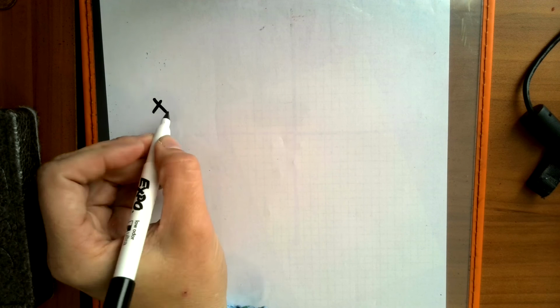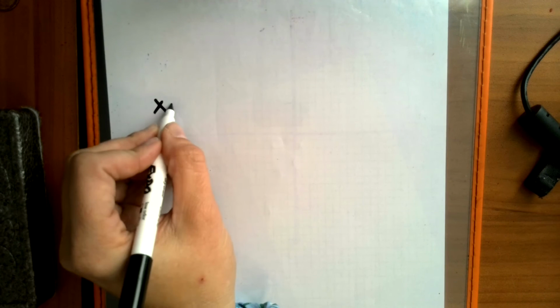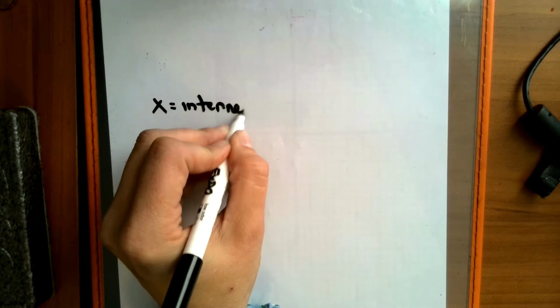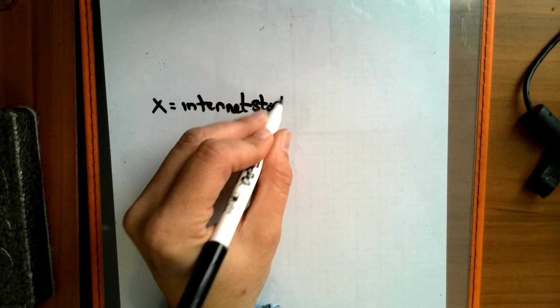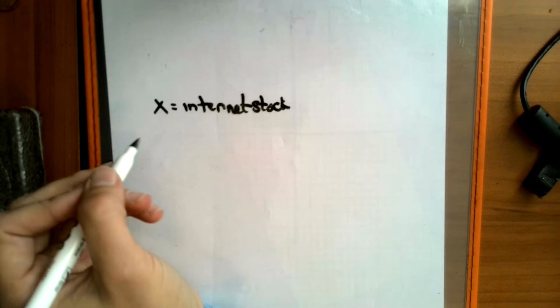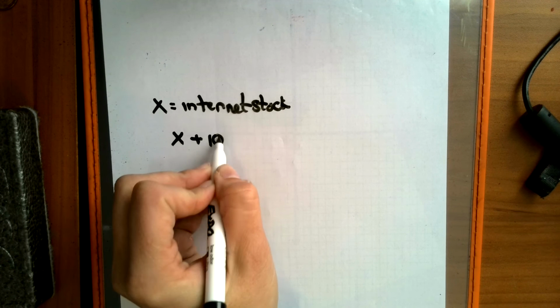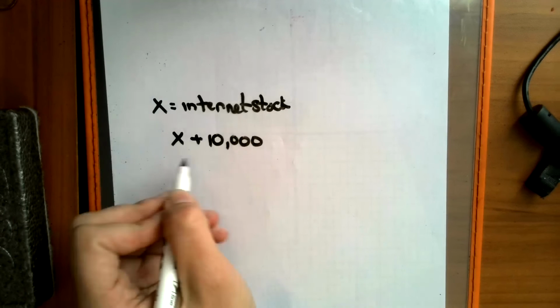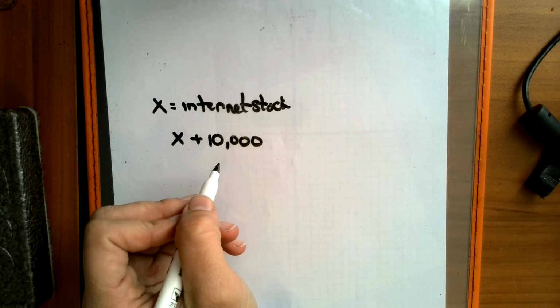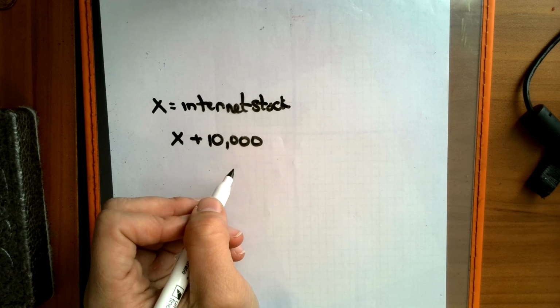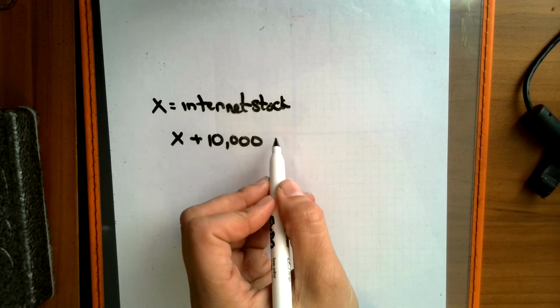So we can let X be the initial value of his stock. So this is just the internet stock at the beginning of the year. And the total value of his portfolio at that point would have been X plus that initial 10,000 before it decreased to 9,000. At the end of the year, the total value of his portfolio, remember, it increased.